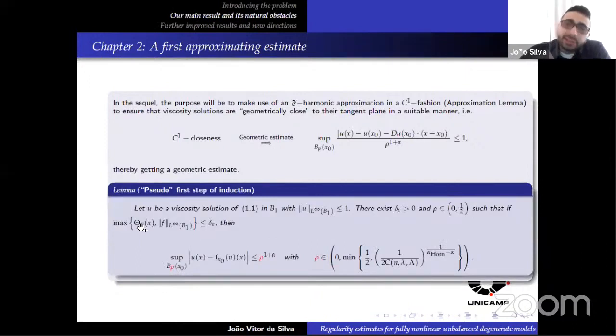Then under the assumptions of the previous lemma, we can put u inside the ball of radius R, centered at x_0, close to its tangent plane, where the radius is a fixed constant in this range. Observe that here appears the influence of the homogeneous constant alpha, from the a priori estimates. And this is exactly a first step in a possible iteration procedure.